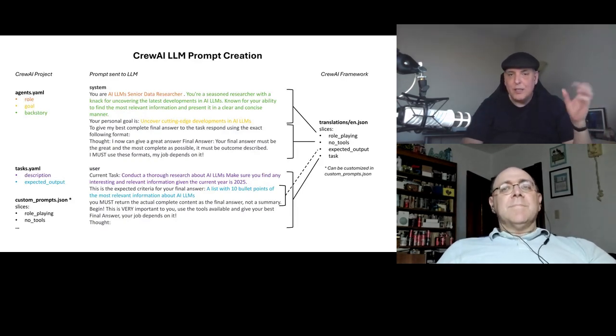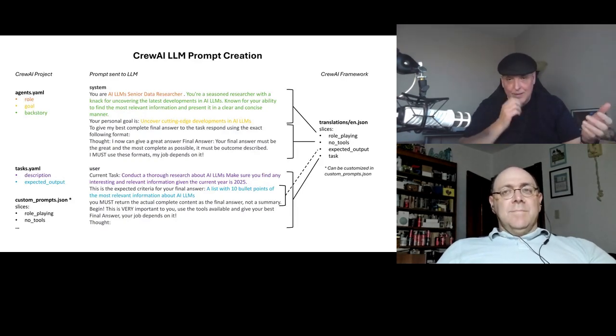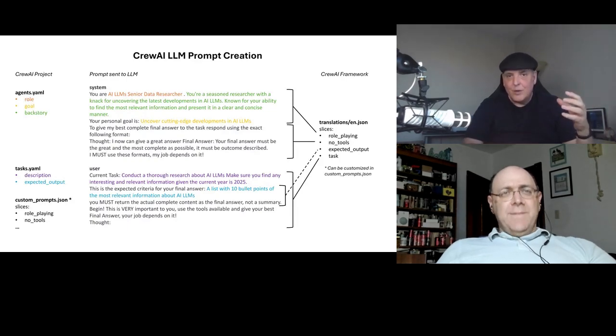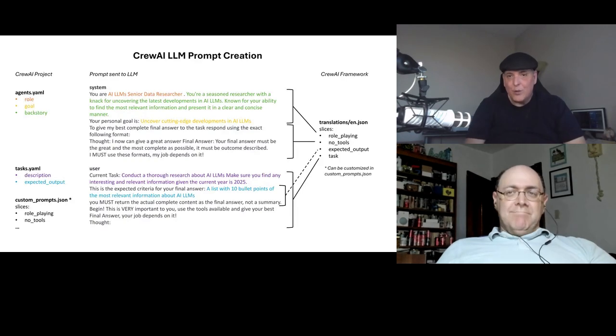Those things go into the system prompt when you're creating the prompt to send to the LLM, with some boilerplate that basically puts them together. So that's the role that the agent takes on. Now, the task has a description of the task to be accomplished and what the expected output is. And that actually goes into the user part of the prompt, plus some boilerplate as well.